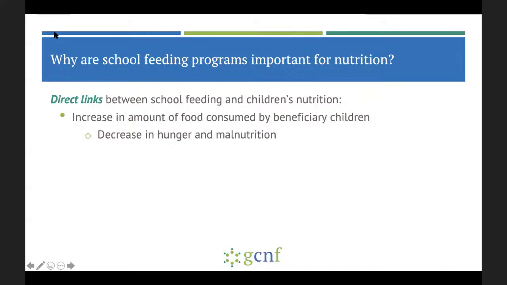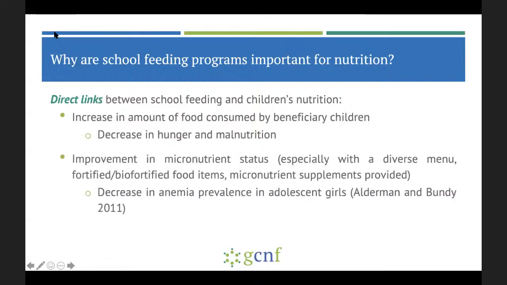Now, there are a number of ways in which school feeding programs are related to nutrition. So the most direct link, the most obvious link, is that school feeding increases the amount of food consumed by beneficiary children. So there's a decrease in hunger. School feeding programs can also improve children's micronutrient status, especially if the menu is diverse, and it includes fortified food items.